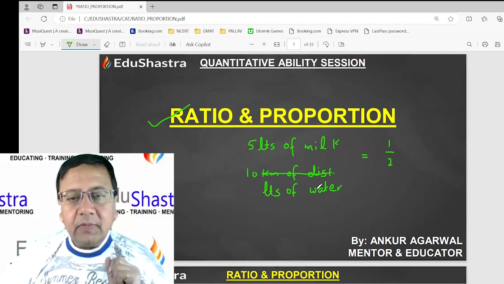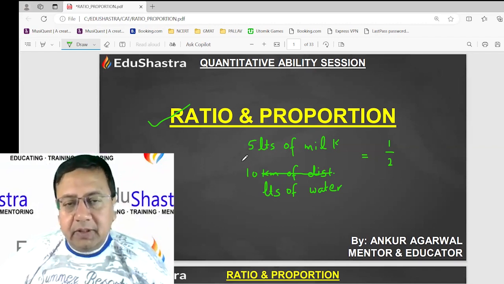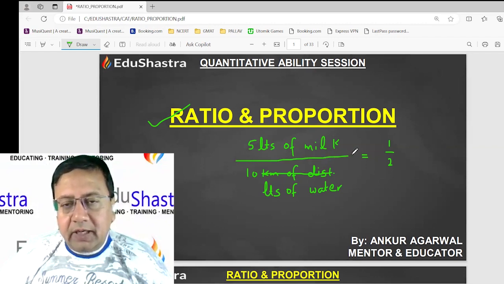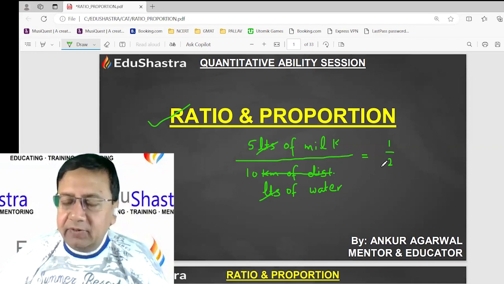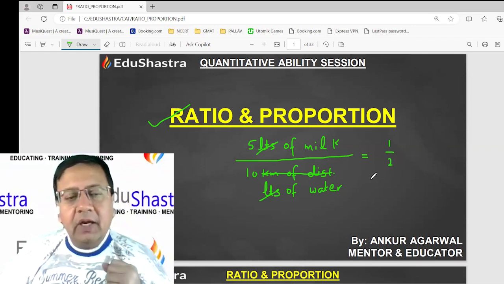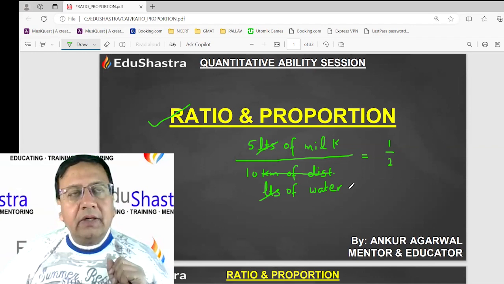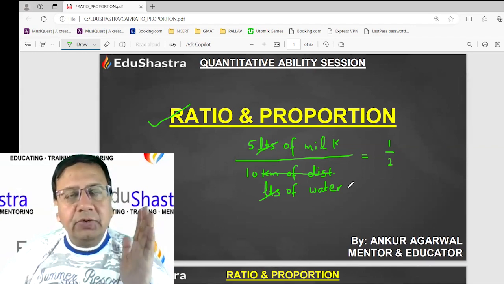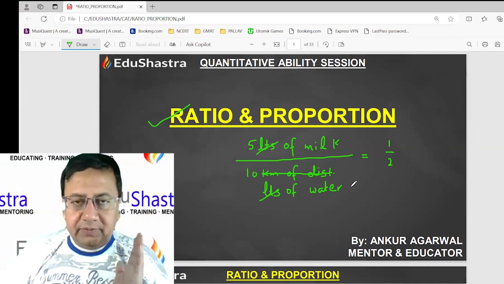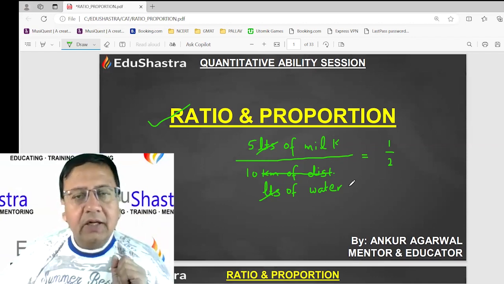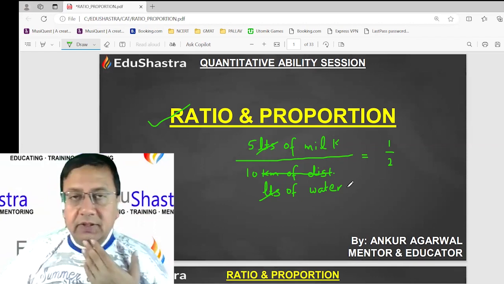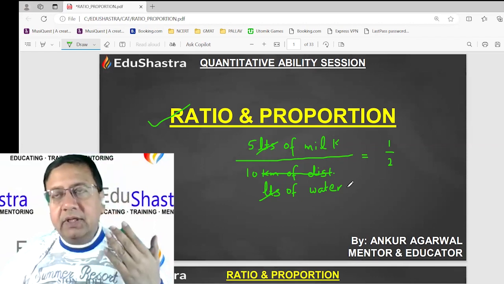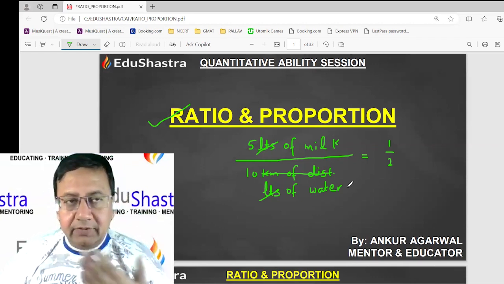First thing. Now, when you compare this and you are cancelling out, liters will cancel liters, and you are left with only a number, that is 1/2. So the second point: ratios are unitless quantities. Right? Ratios are unitless quantities. Suppose I say the ratio is 1:2, or the ratio is, say, 3/5, right?